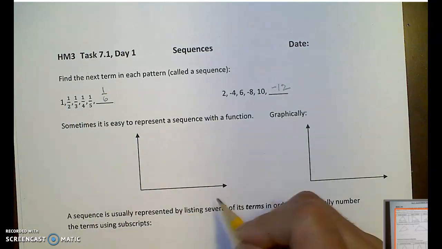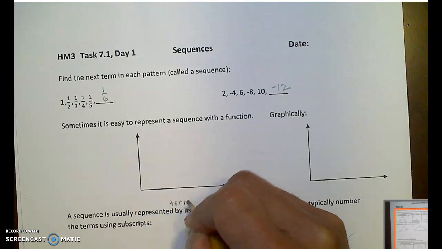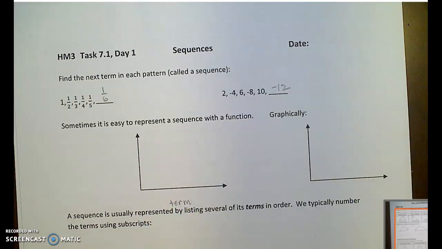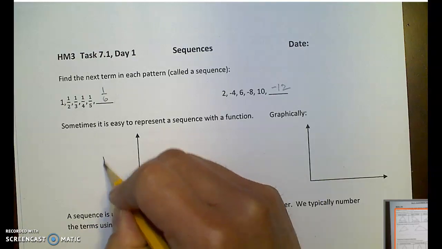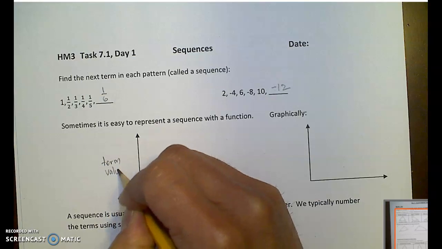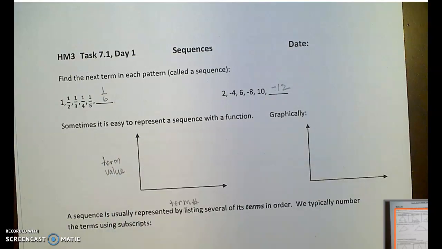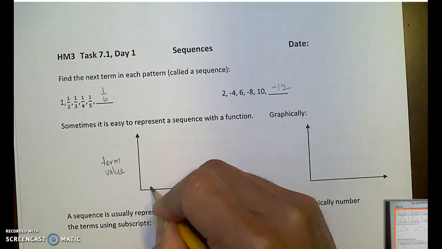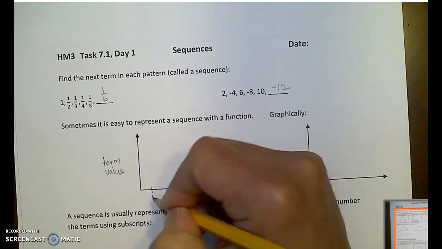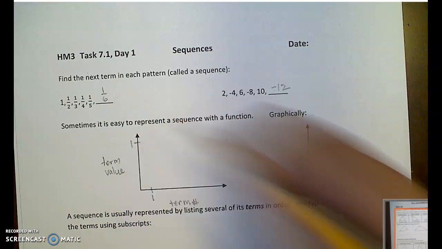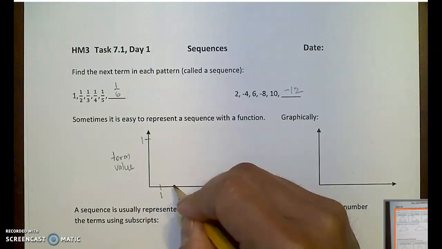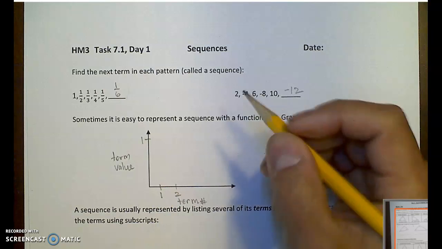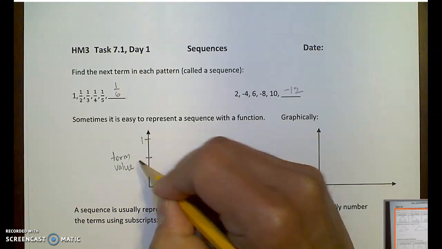Okay, so on the x-axis we are going to have numbers that represent the term number, and the actual term value will go along the y-axis. Okay? So we'll start with the first term. That first term has a term value of 1. Then we move on to the second term. Second term is a value of 1/2. So let's try to make this appropriately spaced.